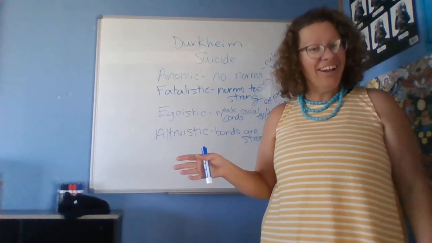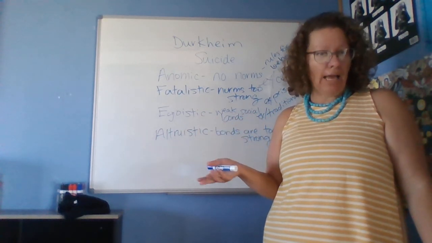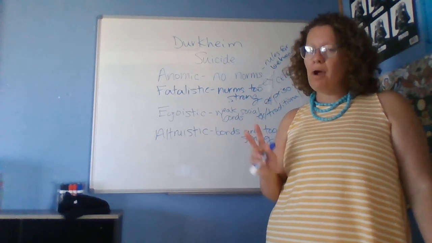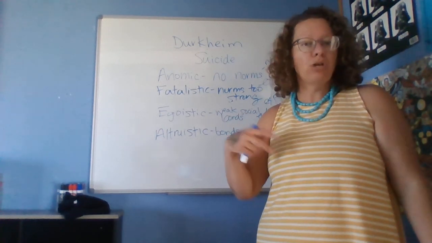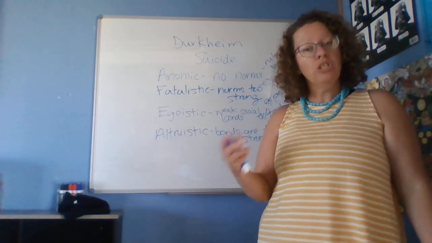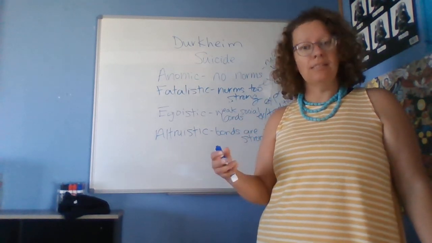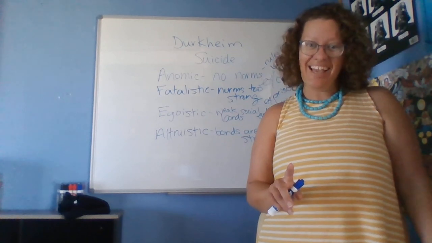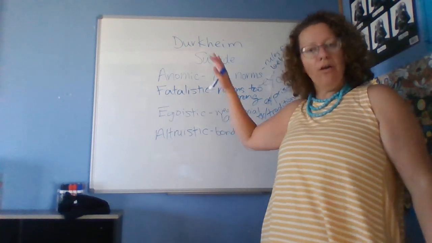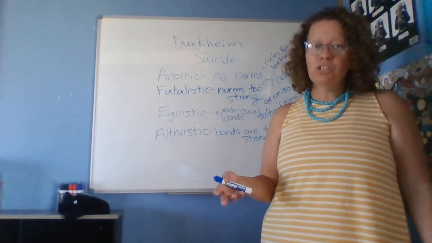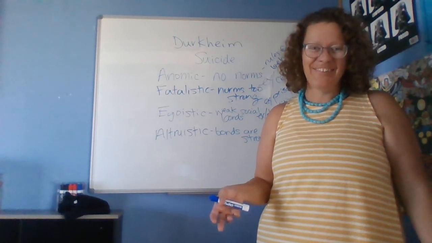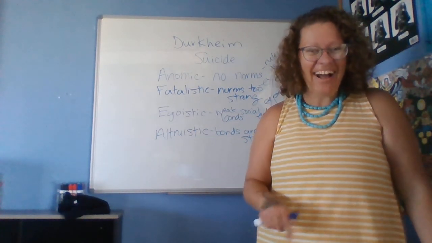Okay, so these are Durkheim's four types of suicide. And what you're probably seeing in this is a little theme about how connected or how rigidly we follow the norms in society. So our next lecture is going to be about how this suicide study develops into what we call the structural functionalist.